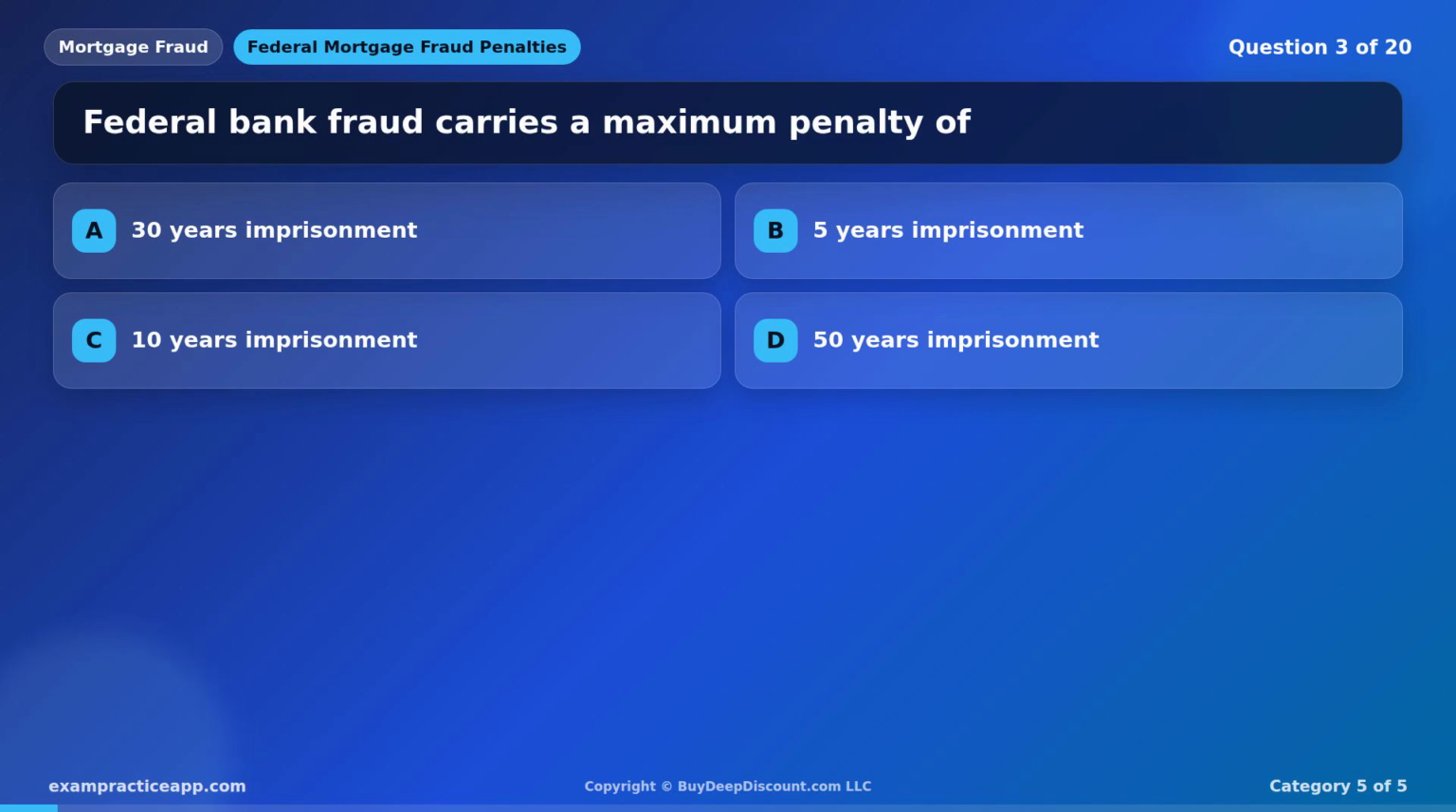Question 3. Federal bank fraud carries a maximum penalty of option A, 30 years imprisonment, option B, 5 years imprisonment, option C, 10 years imprisonment, option D, 50 years imprisonment. Take a moment to choose your answer. The correct answer is option A, 30 years imprisonment. Explanation. Under federal law, bank fraud can carry up to 30 years imprisonment.